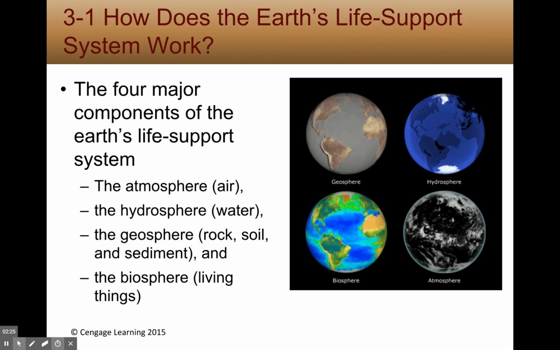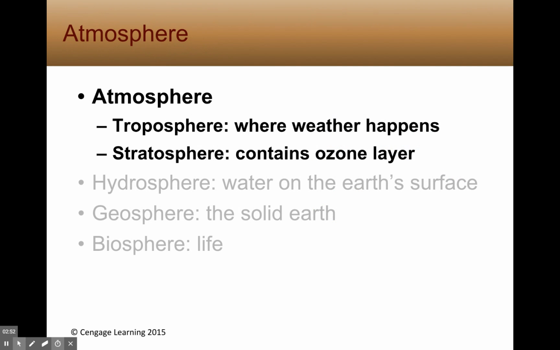So how does the Earth's life support system work? Well, the Earth has four major components to its life support system, and we'll talk about each one of those individually. But altogether, the first one is the atmosphere, or air, the hydrosphere, which is water, and the geosphere, which includes rock, soil, and sediment, and then the biosphere includes all living things, and all four of those work together.